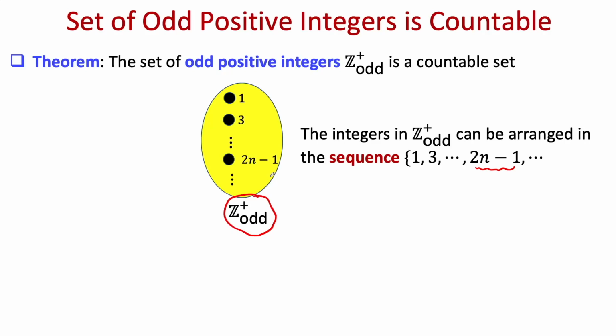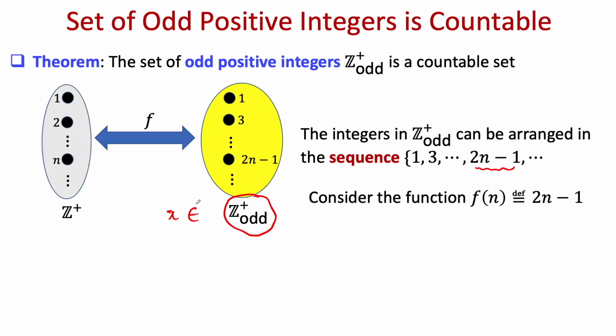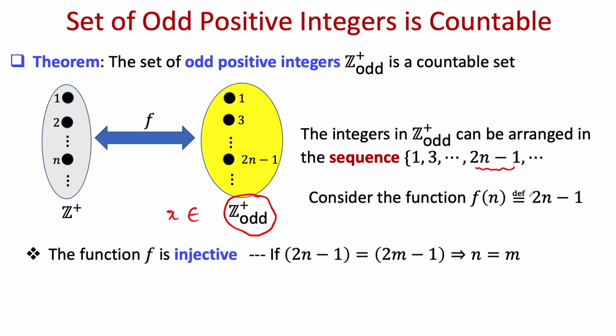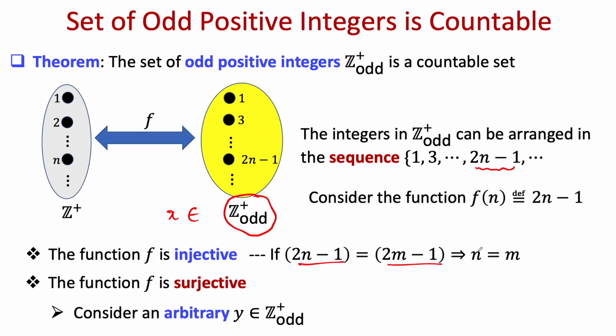You give me any element x belonging to the set of odd positive integers, it will appear somewhere in this sequence. To be more precise, if you want to see the exact bijection between the set of odd positive integers and the set of positive integers, you consider the mapping f of n, where f of n is 2n minus 1. And it is very easy to see that the function is injective, because if you take the integers 2n minus 1 and 2m minus 1, and if they are same, then that's possible only if your n is equal to m. And clearly the function is surjective as well.